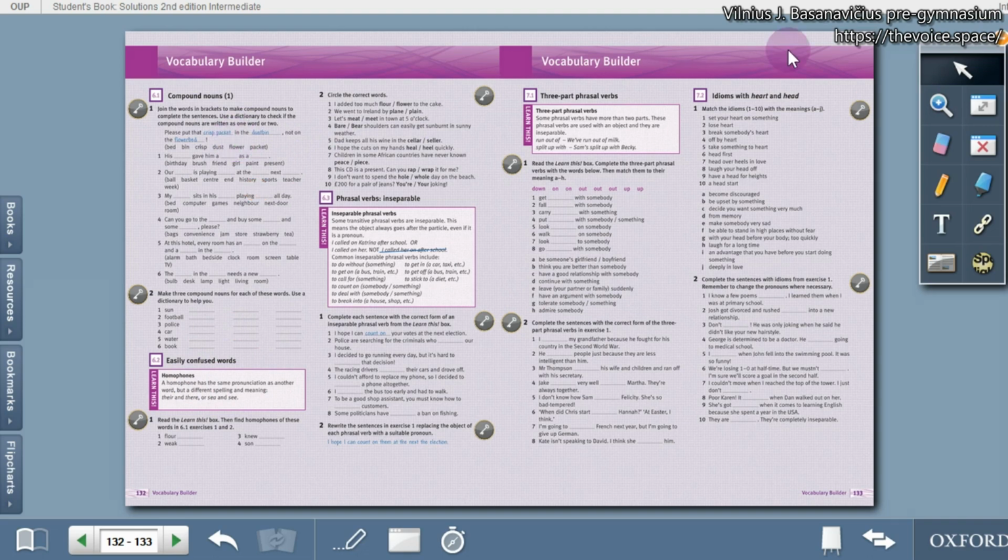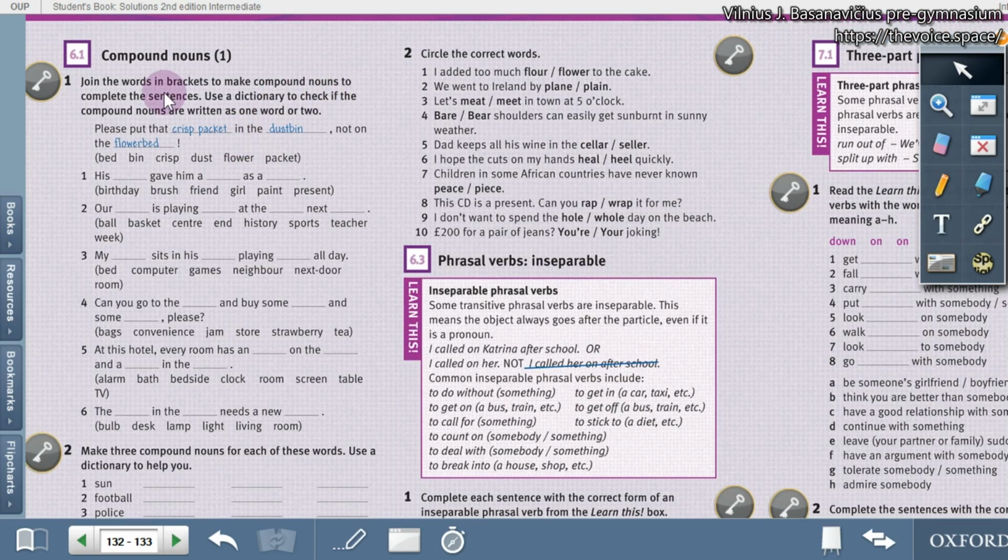Okay. So in exercise 1, you need to join the words in brackets to make compound nouns. To complete the sentences, use a dictionary to check if the compound nouns are written as one or two words. So I'm going to give you some time to do the exercise. I believe 5 minutes is going to be enough. So please pause the video and then we're going to check.